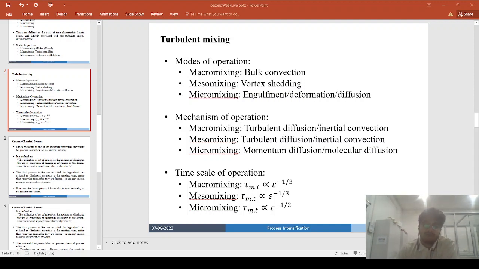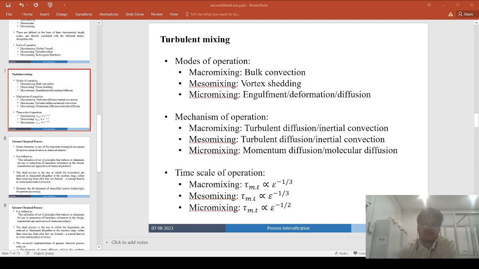Now micro mixing represents the final stage of the turbulent mixing process, which proceeds at much finer length scales than macro and meso mixing, referred to as the Kolmogorov-Batchelor length scale. The Kolmogorov length scale represents the smallest scale of turbulence before the viscosity effects start to dominate, and the Batchelor length scale represents the smallest scale of fluctuation prior to molecular diffusion.